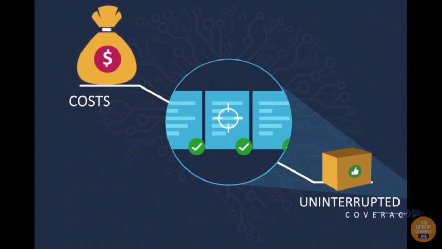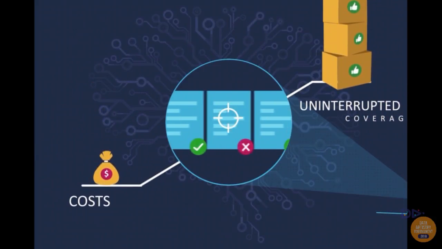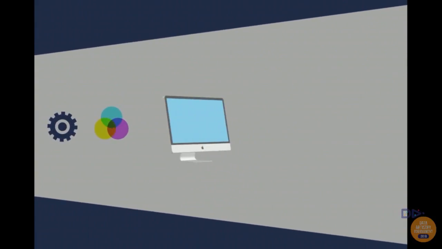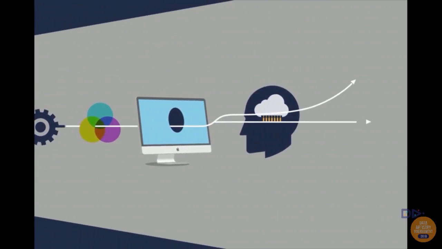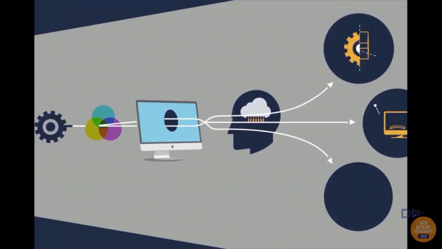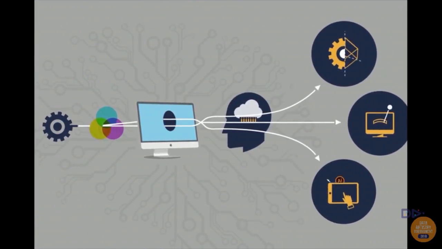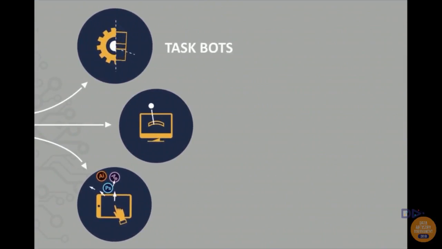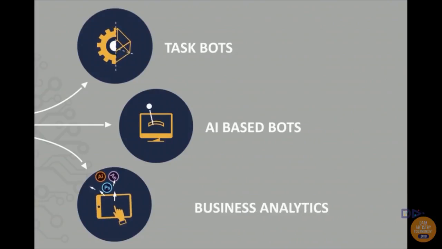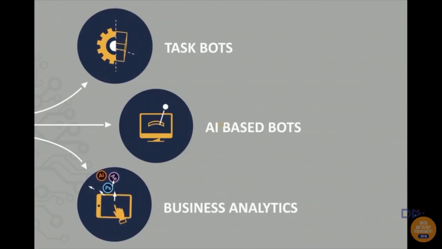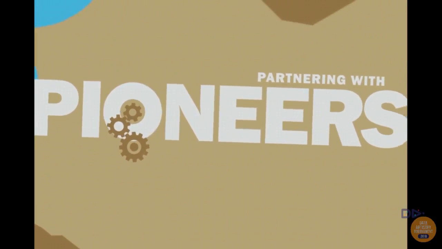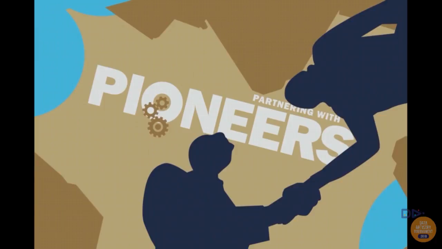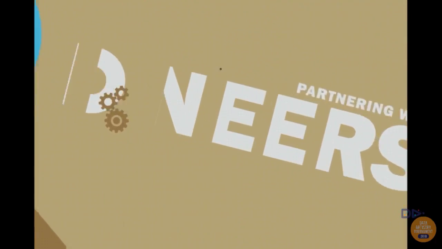Our three-pronged service delivery model has process transformation at its core and provides a full range of automation capabilities that include task bots, AI-based bots, and real-time in-depth business analytics. Partnering with pioneers in the field of automation, RRD has built a center of excellence. We're a team of highly skilled professionals who build complex bots that use advanced techniques like regular expression, NLP techniques, and supervised machine learning algorithms.